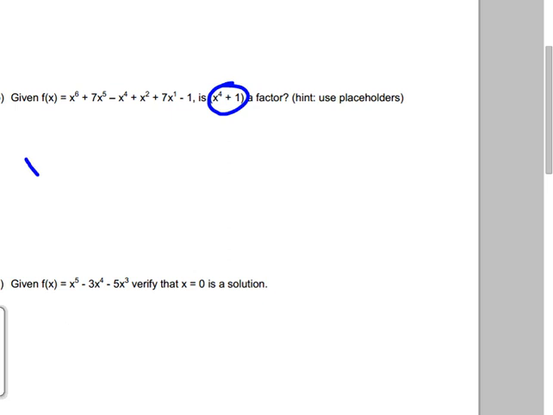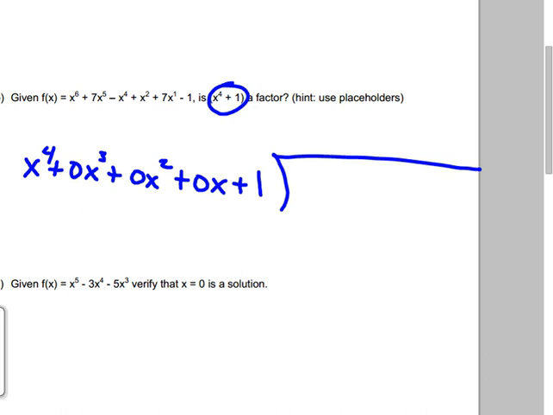So it goes like this: x to the 4th plus 0x to the 3rd plus 0x squared plus 0x plus 1 goes into x to the 6th plus 7x to the 5th minus x to the 4th plus x squared plus 7x minus 1. That's a nasty long division question.